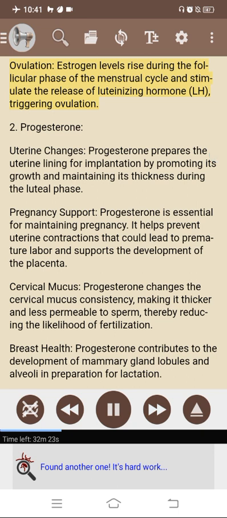Ovulation. Estrogen levels rise during the follicular phase of the menstrual cycle and stimulate the release of luteinizing hormone (LH), triggering ovulation. 2. Progesterone.